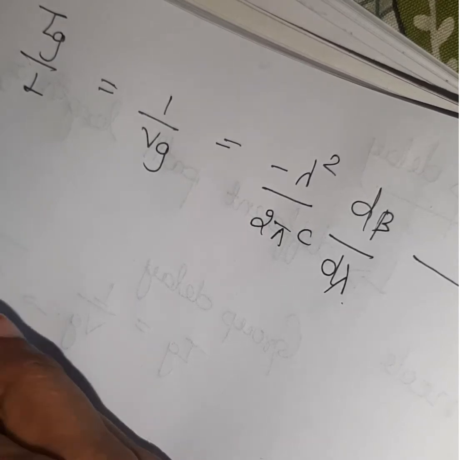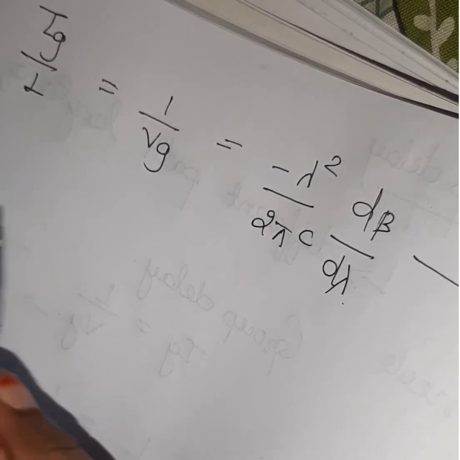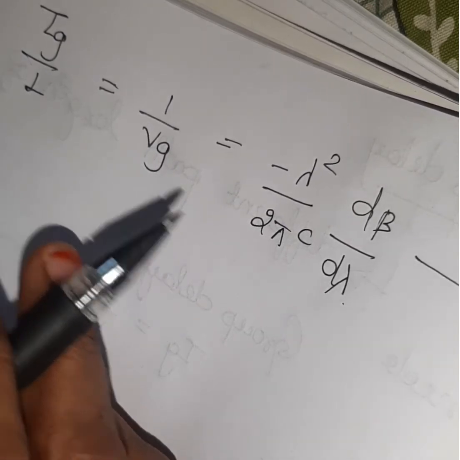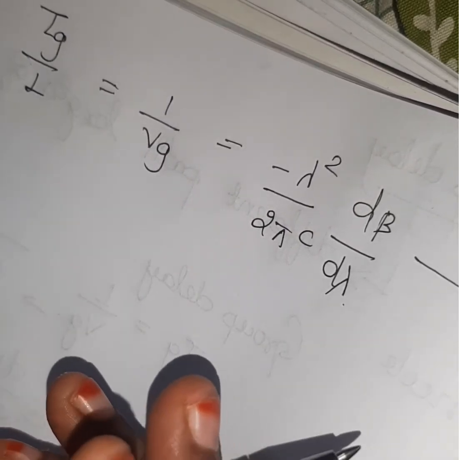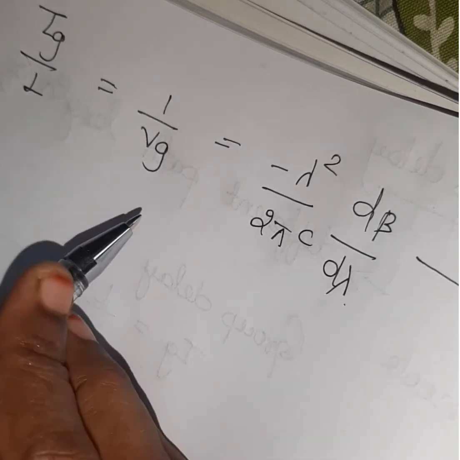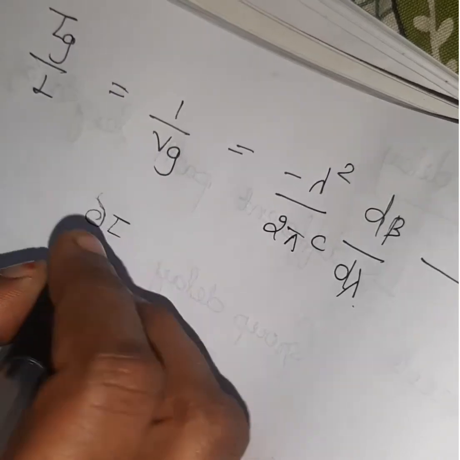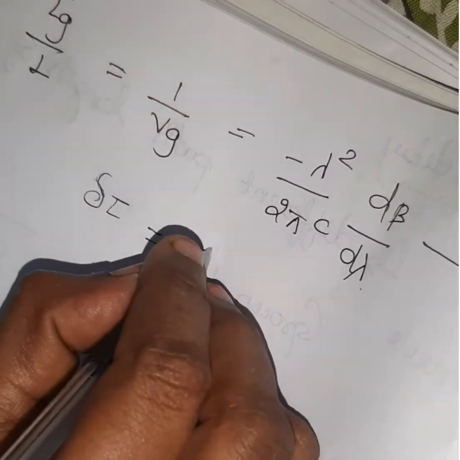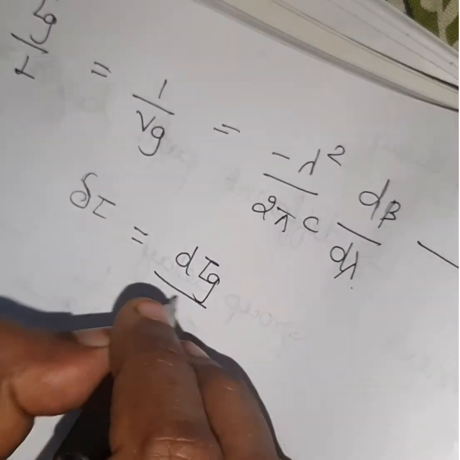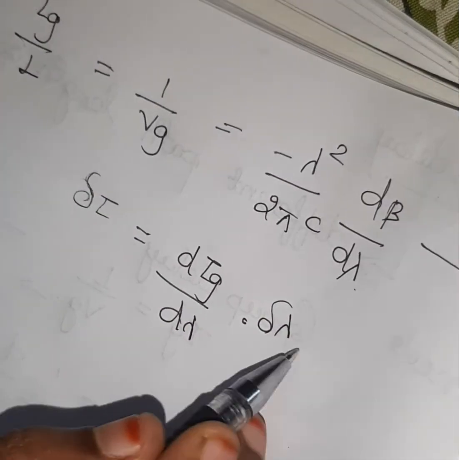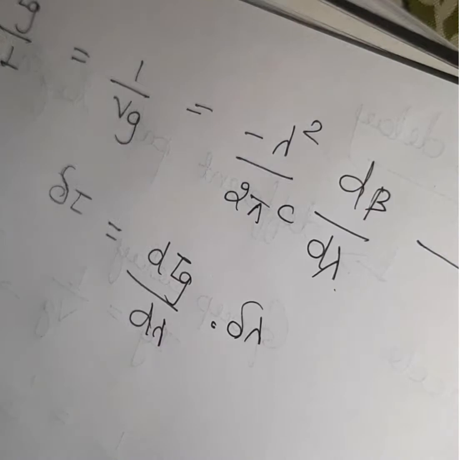Now we are taking the spectral width. What do you mean by spectral width? If you take a light, LED or laser, the light source has different spectral components. So by considering the spectral components, you can write dou tau is equal to d tau g by d lambda into dou lambda. Cancelling, you get this dou lambda.